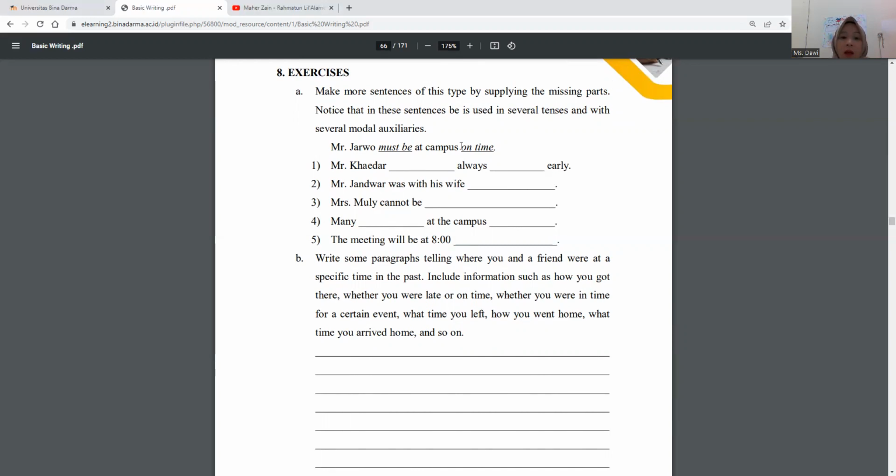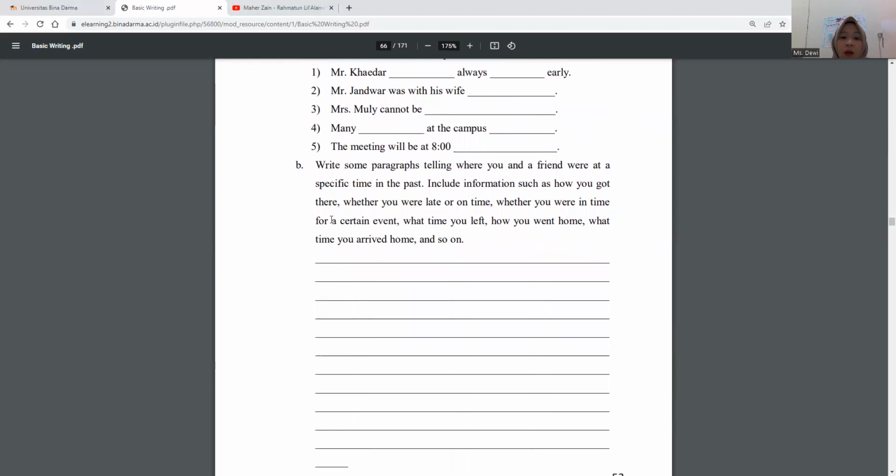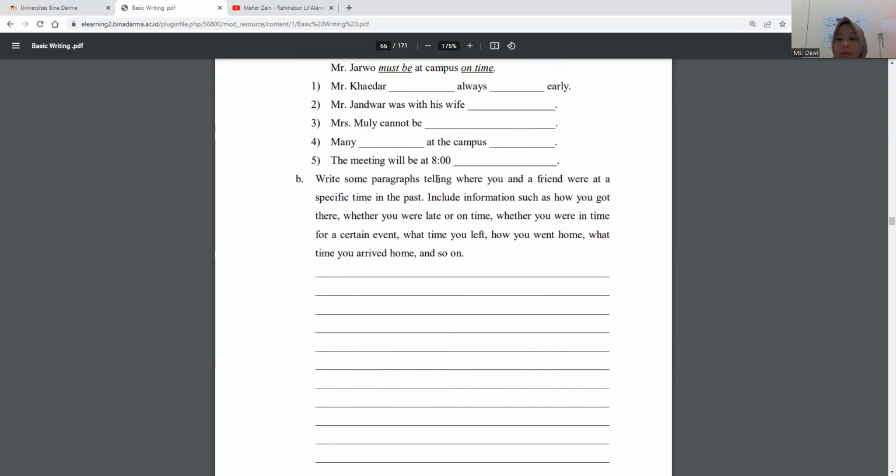The second one, so whether or not you use non-be or be here in A. And then B, write some paragraph telling where you and a friend were at a specific time in the past. So means that you have to use past tense, past simple. Include information such as how you got there, whether you were late or on time, whether you were in time for a certain event, what time you left, how you went home, what time you arrived home, and so on. So please do these two exercises.